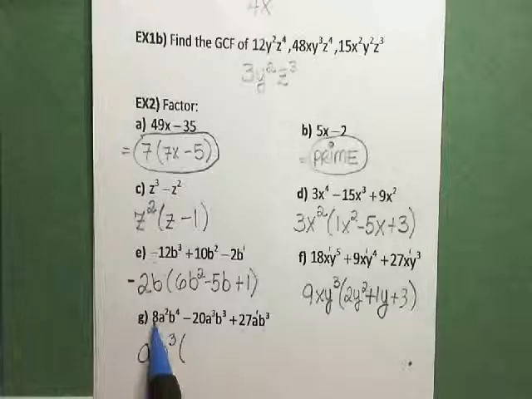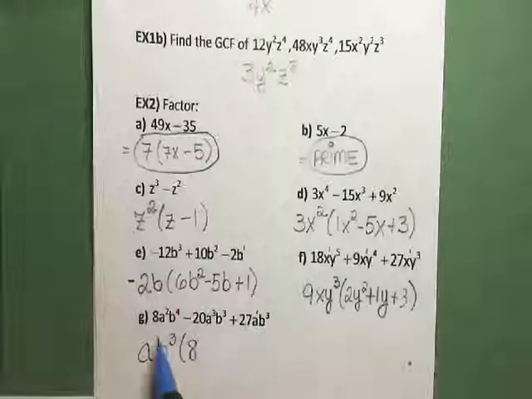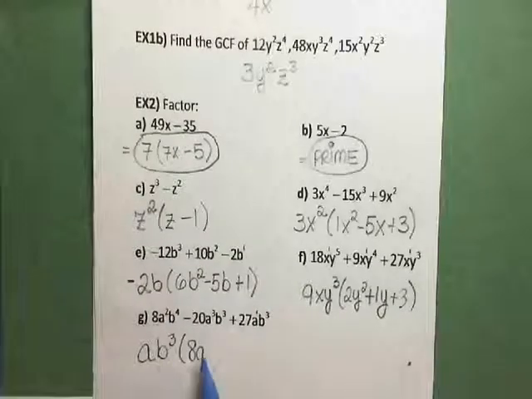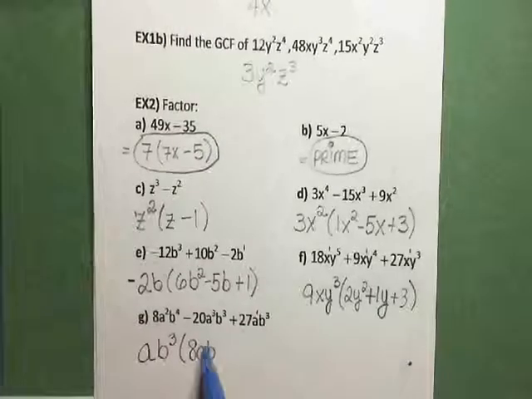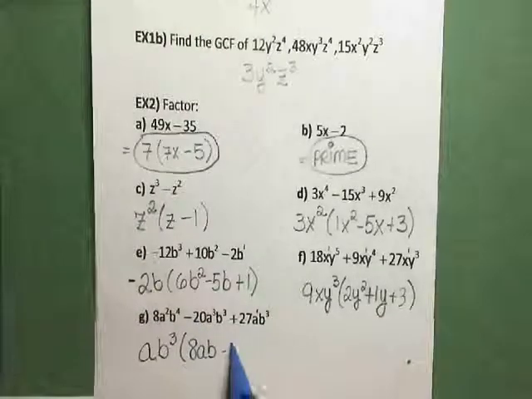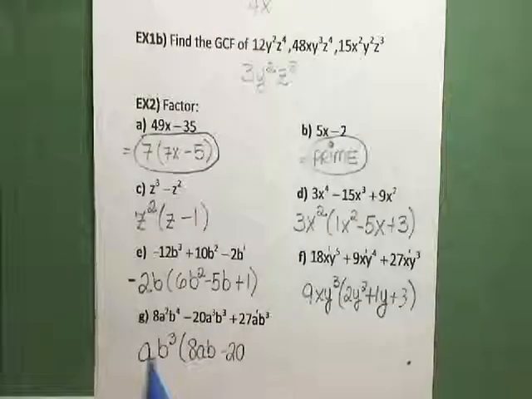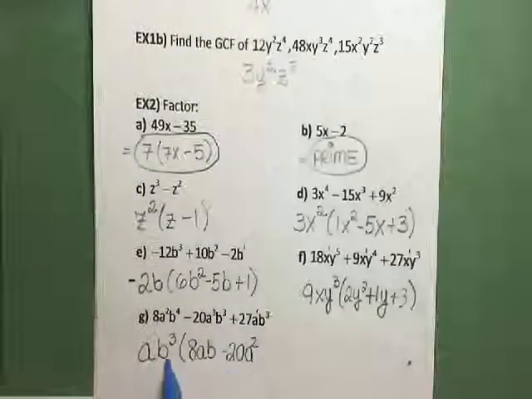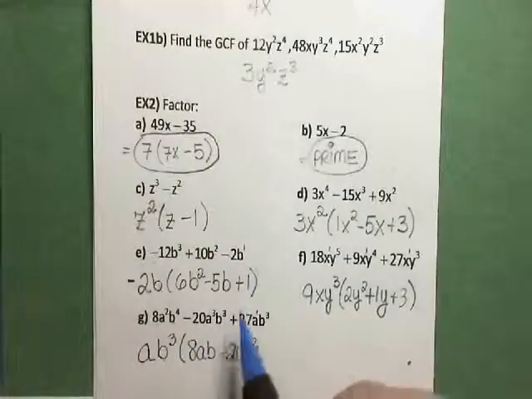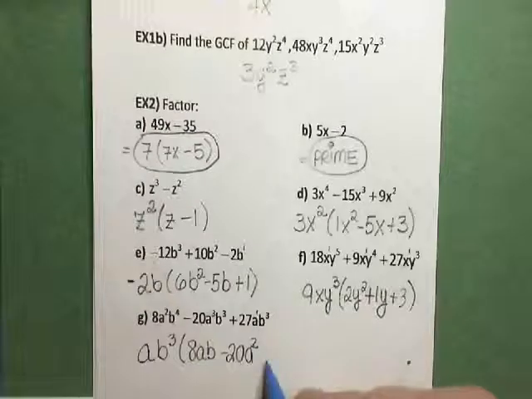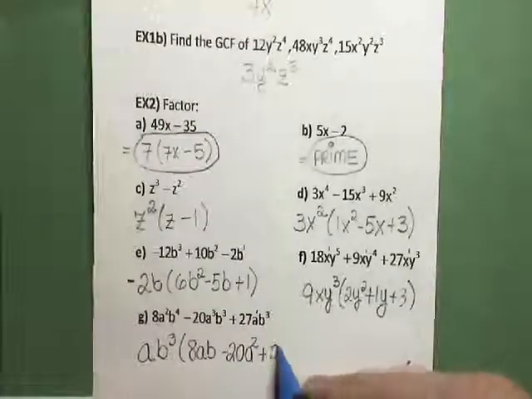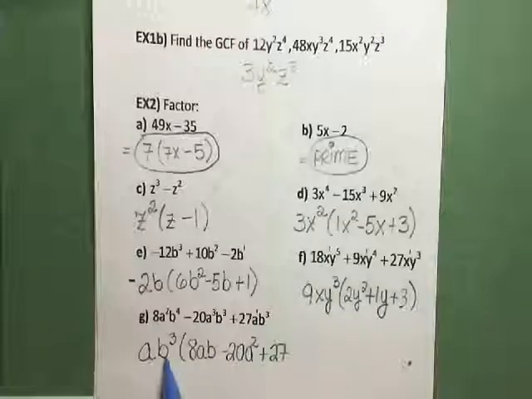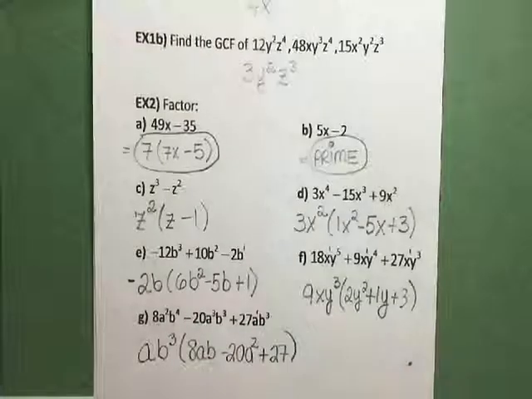With that in mind, 8 divided by the invisible 1 is 8. A squared divided by a is a. B to the 4th divided by b to the 3rd is b. Next one, negative 20 divided by 1 is negative 20. A to the 3rd divided by a to the 1st is a to the 2nd. B to the 3rd divided by b to the 3rd, the b to the 3rd cancels. The next one would be 27 divided by 1 is 27. A divided by a, the a cancels. B to the third divided by b to the third, the b cancels. So I'm left with that.